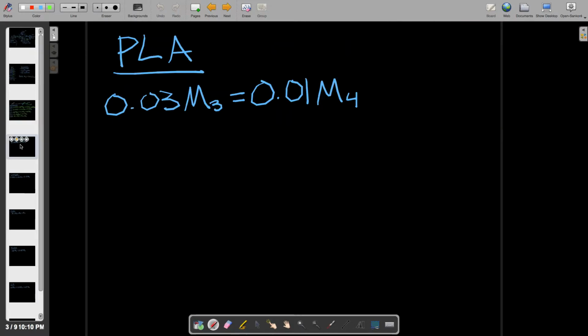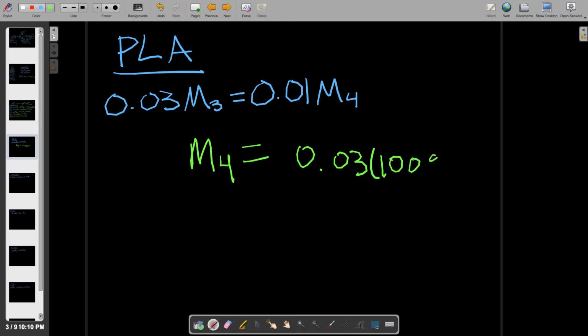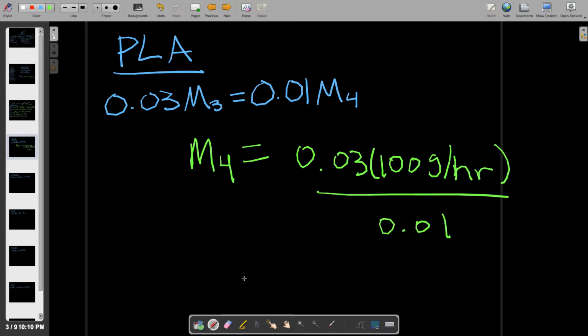Okay, so first we're going to solve for PLA. So here's the equation that Brittany just wrote on the previous slide. So we're going to go ahead and move things around so that we can solve for M4. So we have M4 is equal to 0.03 times M3, which we stated in the basis is equal to 100 grams per hour, divided by 0.01. So M4 is equal to 300 grams per hour.